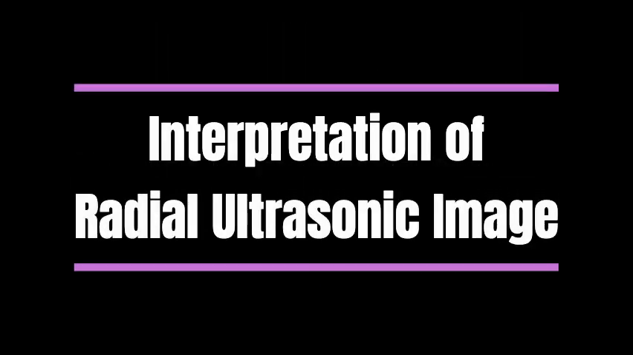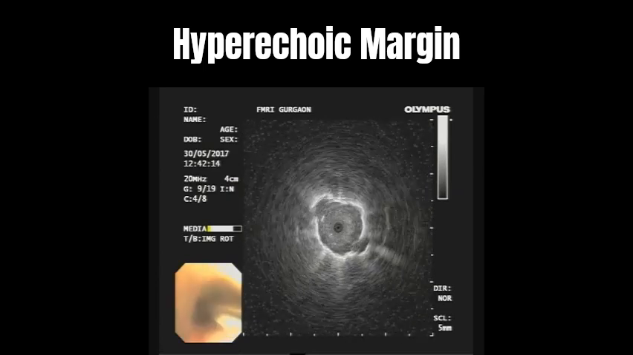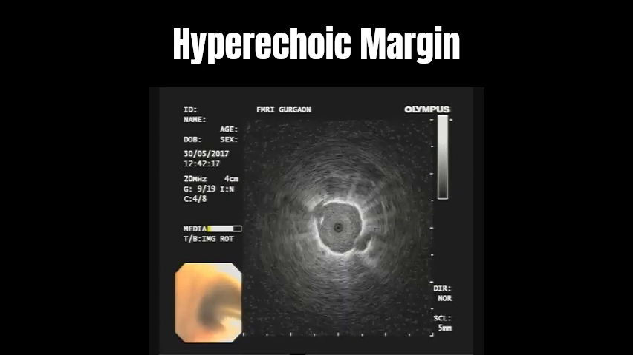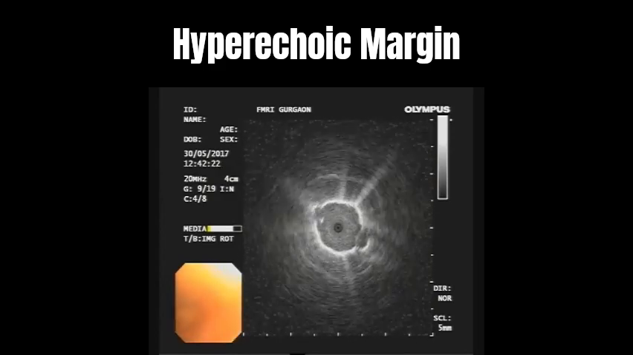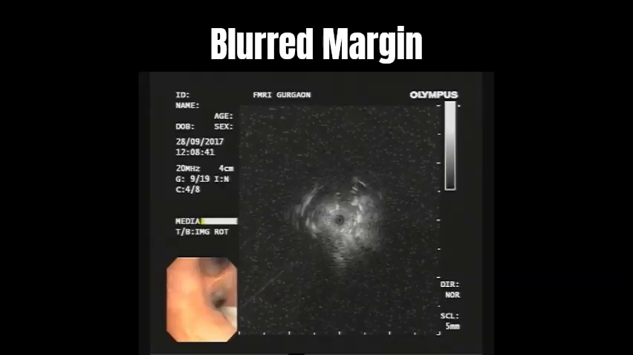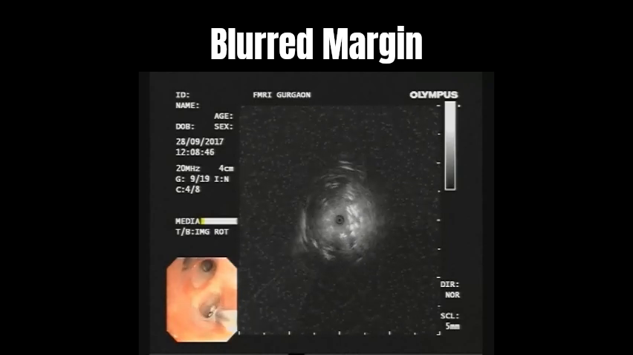Interpretation of radial ultrasonic image. The benign and malignant lesions can be differentiated by ultrasonic interpretation of the margin, internal morphology and internal echoes of the images obtained by radial probe. The margin of an image can be of two types: hyperechoic and blurred. The hyperechoic margin is a bright border outside the lesion at its periphery. This is produced due to the strong reflection of echoes from adjacent atelectasis of the normal aerated tissue by a mass-like lesion. Blurred margin lacks a well-defined border and is seen the majority of times with benign lesions.